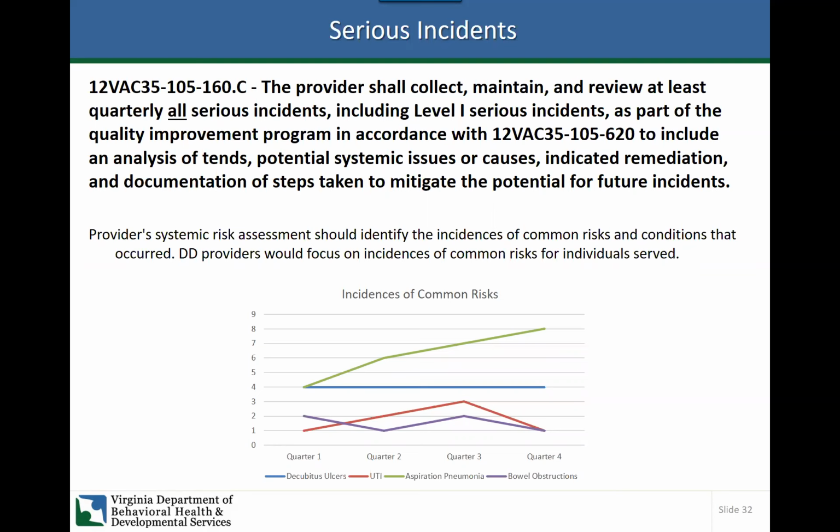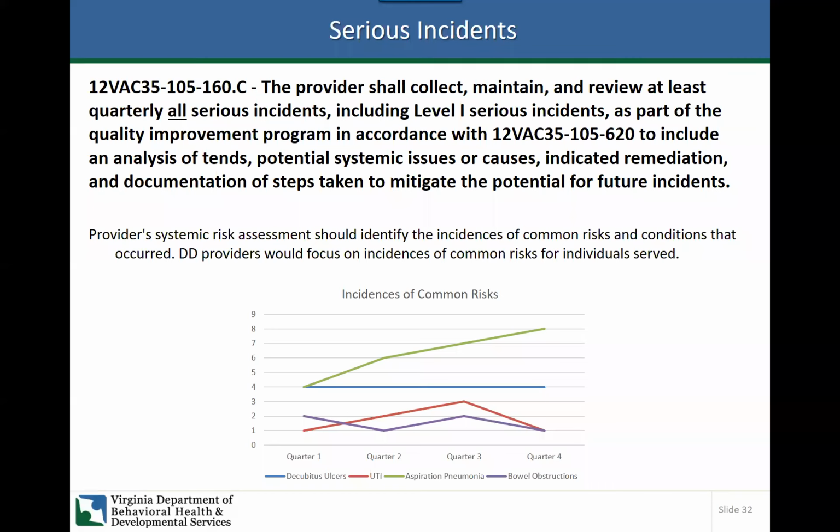So again, all of these regulations tie together. So your systemic risk assessment should really be identifying the incidences of common risks and conditions that occurred. And for DD providers, this would focus on common risks for individuals such as decubitus ulcers, UTI, aspiration pneumonia. So when you're completing your annual systemic risk assessment, you're looking at your incidents for trends and patterns. So in this little simple chart that's made up data, we would just say, well, look at that. There's been an increase in aspiration pneumonia. And if so, then that's a risk. And that should be addressed in our risk management plan and or as part of our quality improvement program.